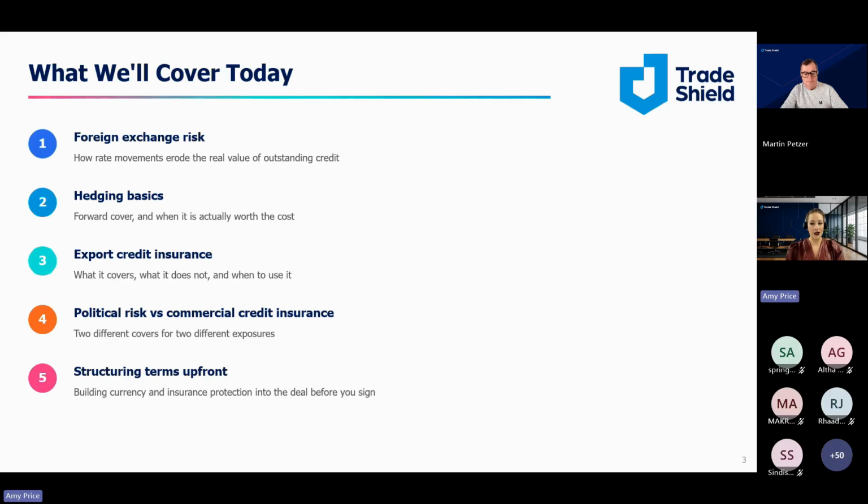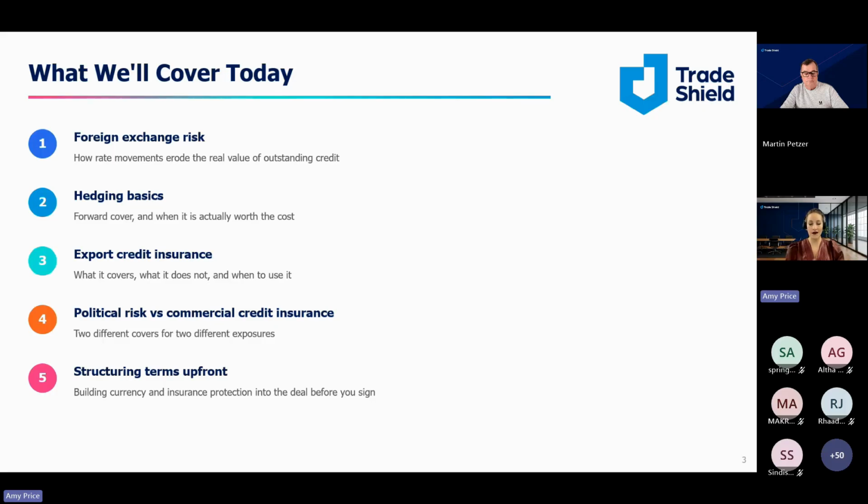From there, we're going to move into hedging basics, specifically forward cover. And I want to be honest with you, in this particular case, it's worth paying attention to, even when you're not familiar with this. Of course, myself and Martin are not credit insurance professionals, but obviously we have had experience working alongside these companies, and so this is from our perspective. If you would like their professional opinion, I would recommend reaching out to one of those suppliers. We know a few of them.